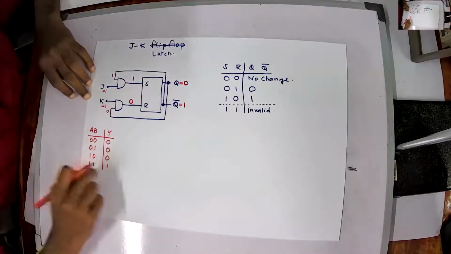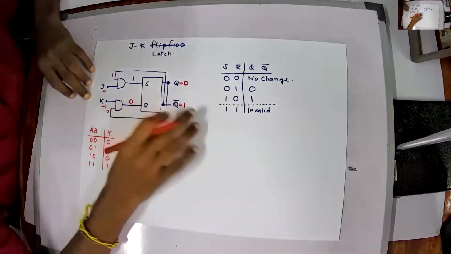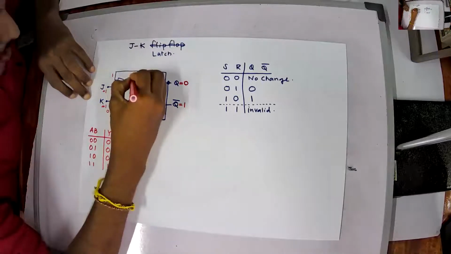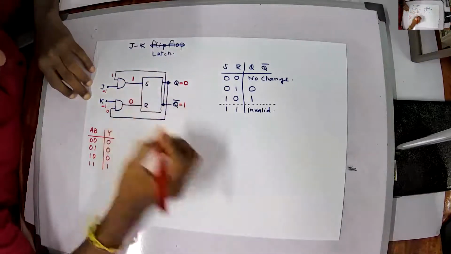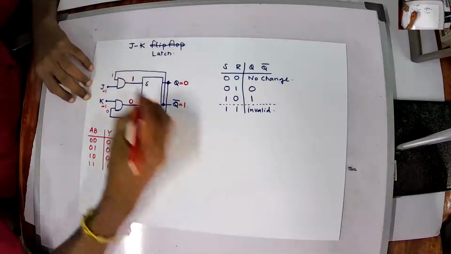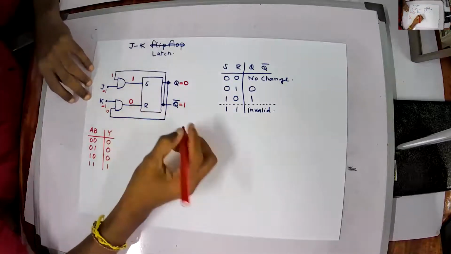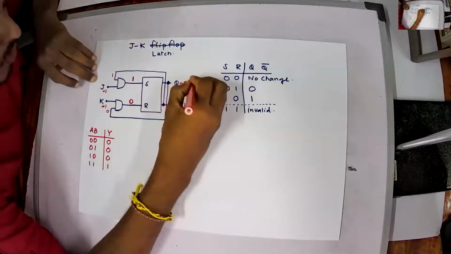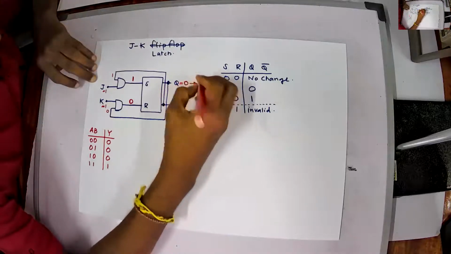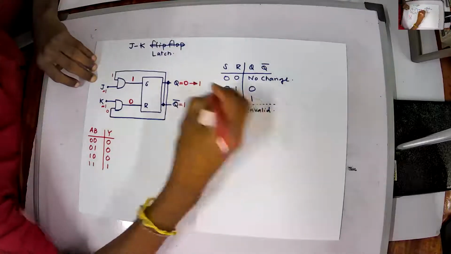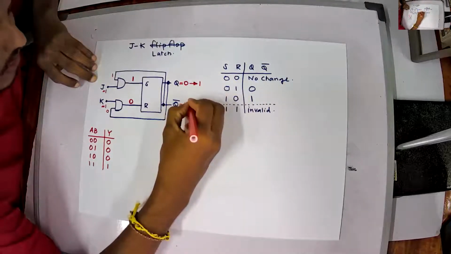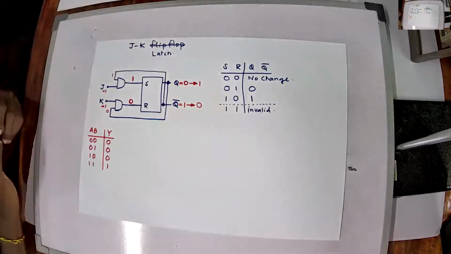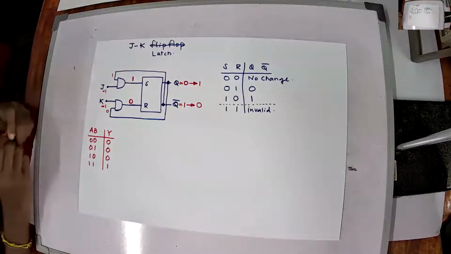Remember, when you give 1 1 to a JK latch, the underlying SR latch is not at its 1 1 condition. It becomes set equals 1 and reset equals 0. With set equal to 1 and reset equal to 0, your Q, which was 0 initially, becomes 1, and immediately your Q bar becomes 0.